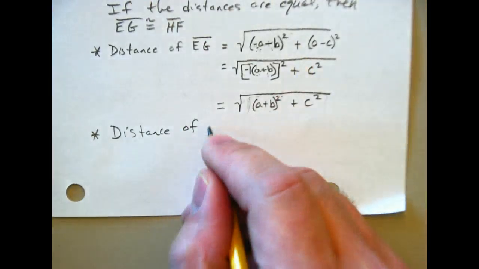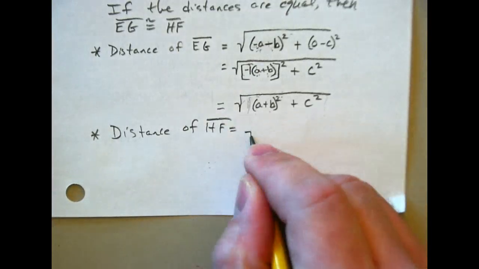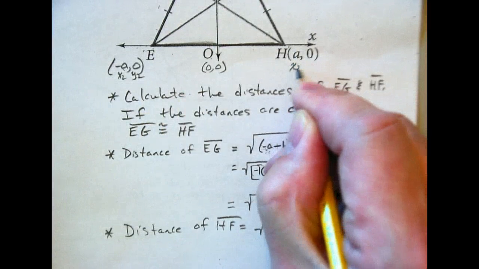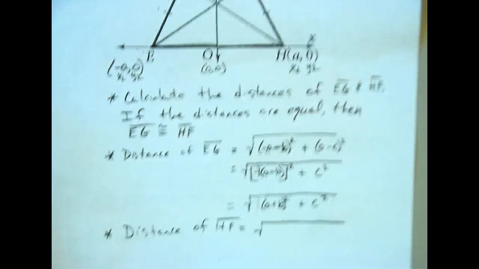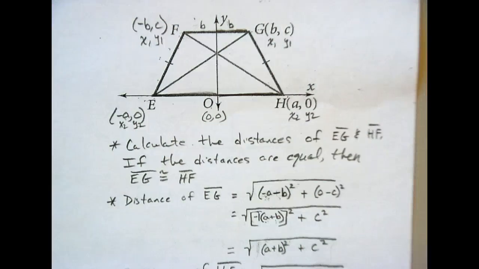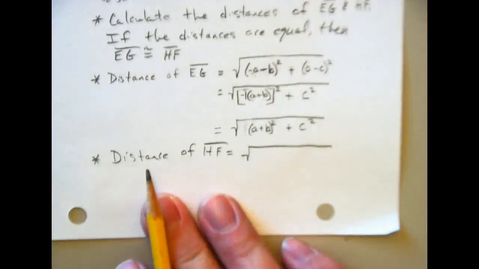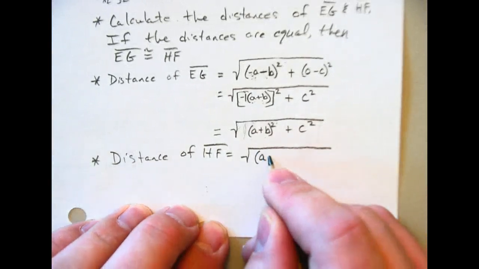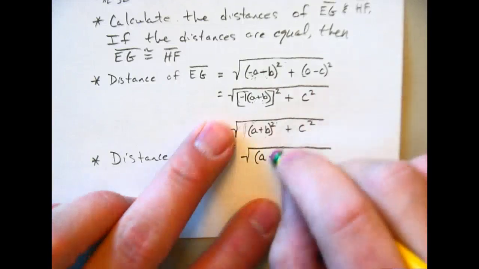All right. So we got EG. Let's go HF here. So we're dealing with distance of HF. We get square root again. I'm going to call this one x2, y2, x1, y1. So x2, y2, x1, y1, and we'll go through it. Okay, what's x2? A. Thank you. What's x1? Negative b. Oops, that's supposed to be minus again.